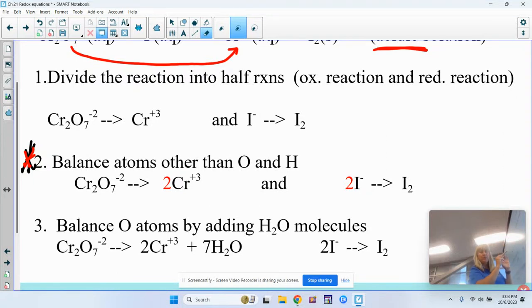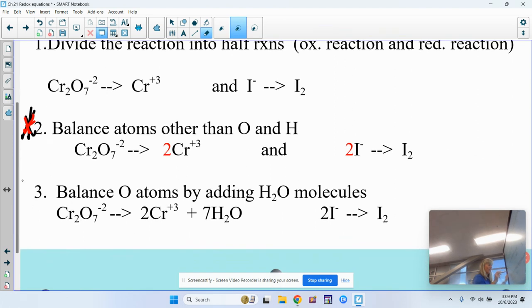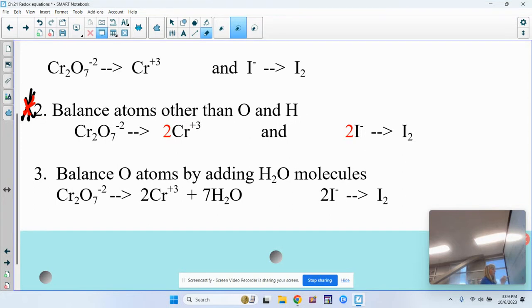You have to balance atoms other than oxygen or hydrogen first. All right, next step, balance oxygens by adding water. So I look here and I see there's 7 oxygens on this side. There were no oxygens on the chromium plus 2 side, so I'm adding 7 waters to get 7 oxygens. That's just do that first. I look at the other one, there's no oxygen, so I don't worry about it.